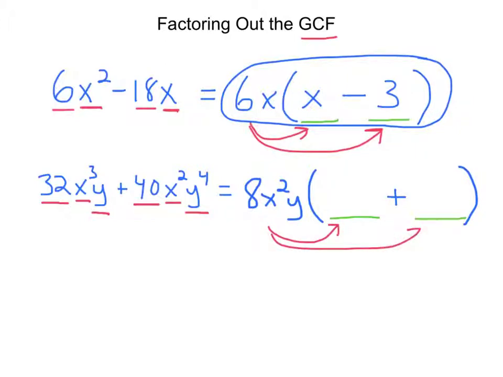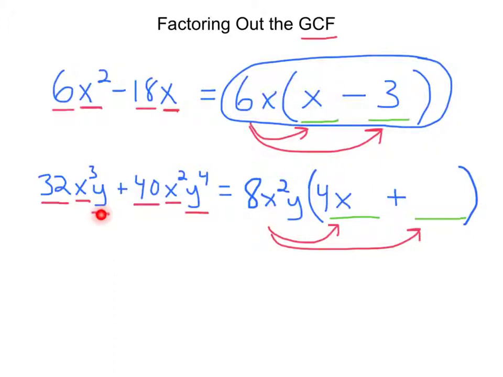to multiply in reverse. We want to ask ourselves, 8x squared y times what would equal 32x cubed y? And so 8 times 4 would be 32, so we need a 4. And x squared times x to the first would equal x cubed. And we already have a y to the first, and we want to end up with y to the first, so we wouldn't multiply by anything more with the y's. So it would just be 4x there.